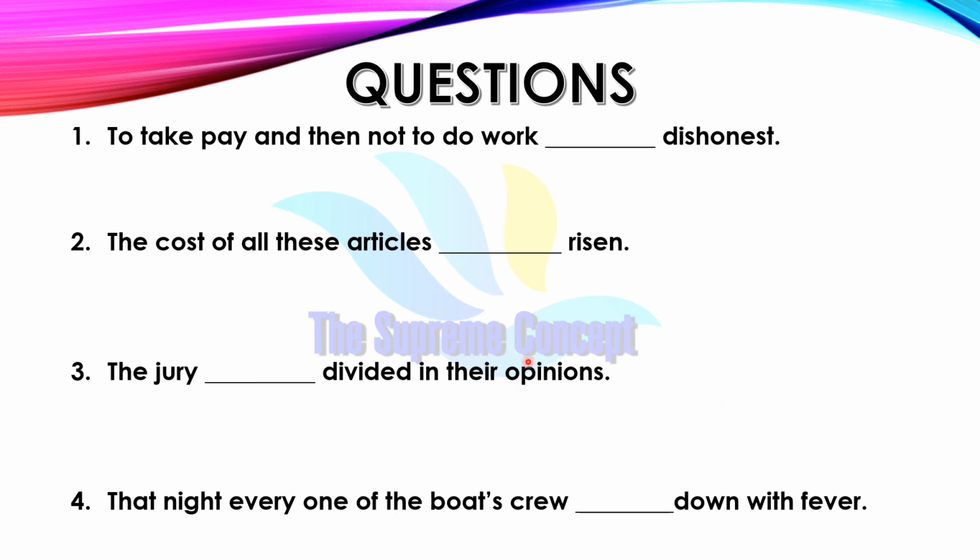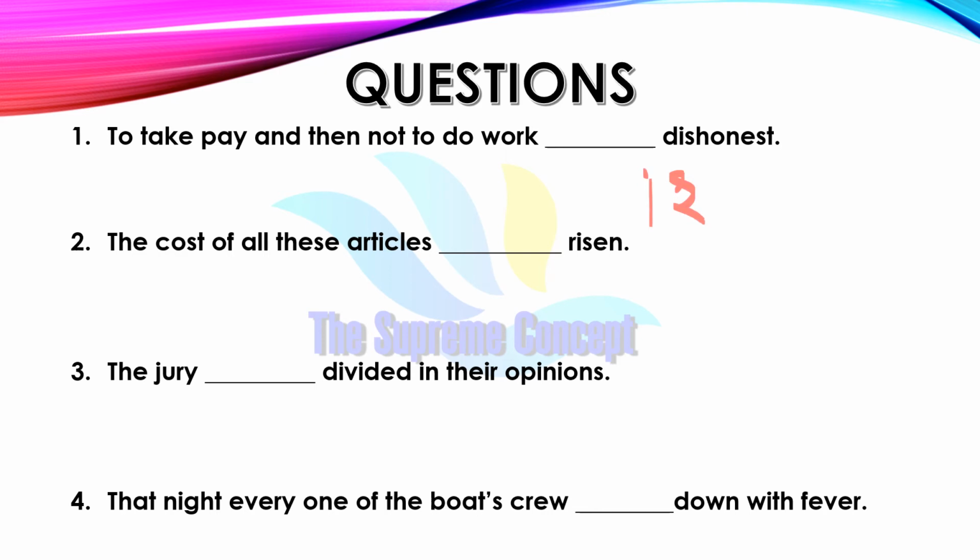So let us begin. First question is, to take pay and then not to do work, dash, dishonest. So just mark your answer, whatever comes to your mind. It can be in past or present, whatever suits this sentence, okay. All right. So see, here the answer is, okay, here we will use is.